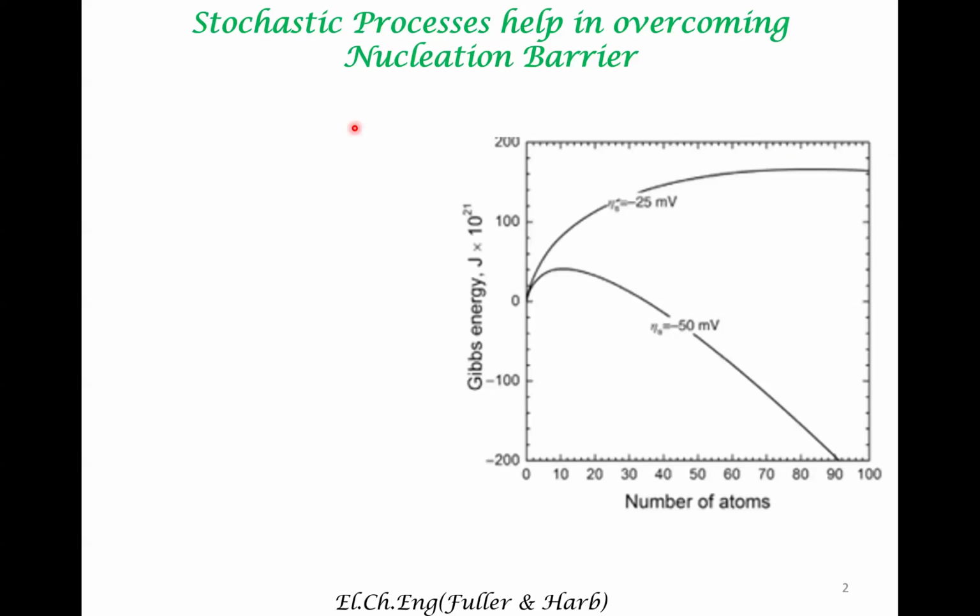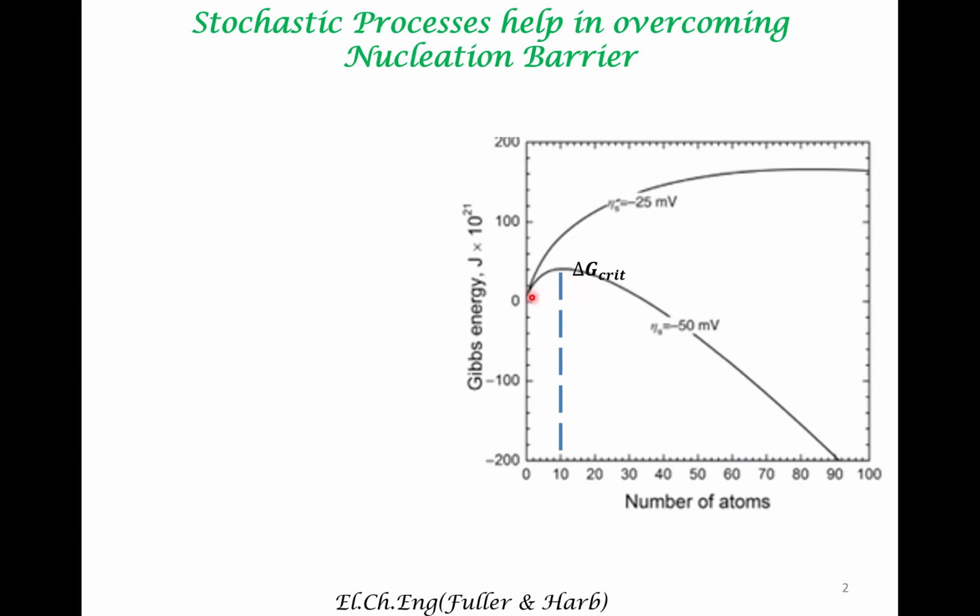In the previous lecture, we had discussed this kind of a plot. You plot Gibbs free energy on the y-axis as a function of number of atoms, and you also vary the overpotential. What we see is that the Gibbs free energy has a maxima, and with this maxima, we associated a structure called the critical nuclei and the delta G associated with the critical nuclei.